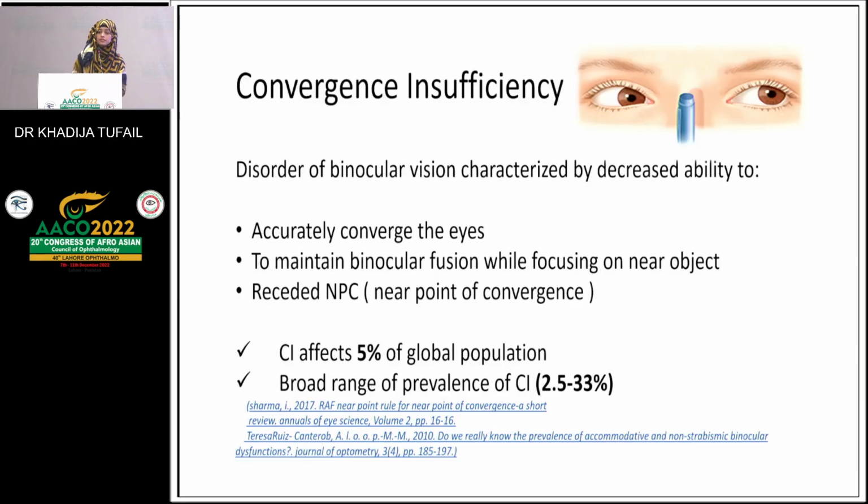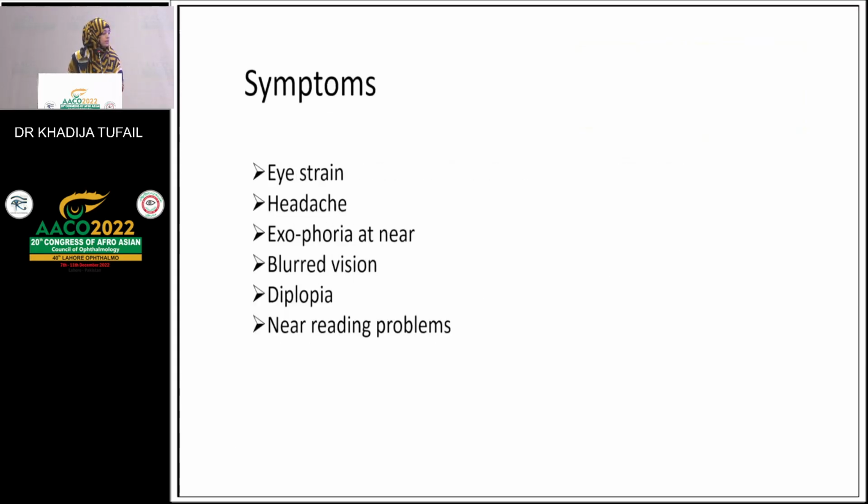Convergence insufficiency is a disorder of binocular vision characterized by the decreased ability to accurately converge the eyes to maintain binocular fusion while focusing on a near object, and last but not the least, the main factor, the receded near point of convergence, which causes problems later on. So the prevalence of convergence insufficiency according to a study is globally 5%, but there is a broad range which ranges from 2.5 to 33%.